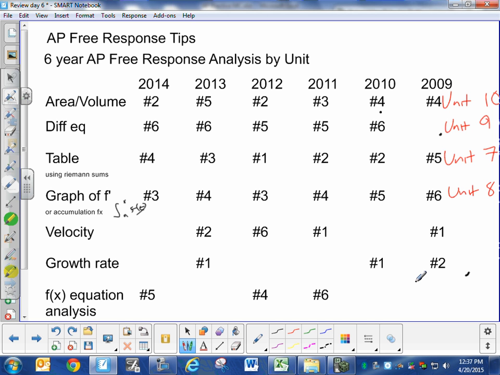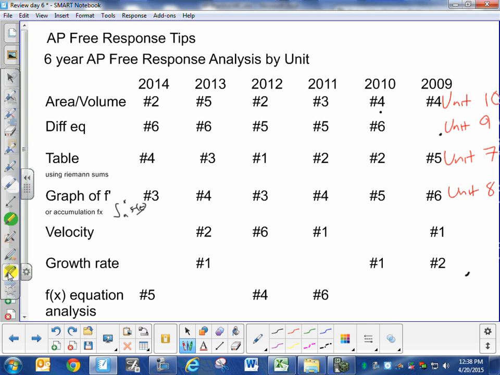Well, if you look at 2012 number 2, guess what? Same type of question. 2011 number 3, guess what? Same type of question. What you will find, and what I found, is that over the last 10 years, there's always been an area/volume problem. So guess what? Prepare yourself for that type of problem. It's probably going to be on your AP test.